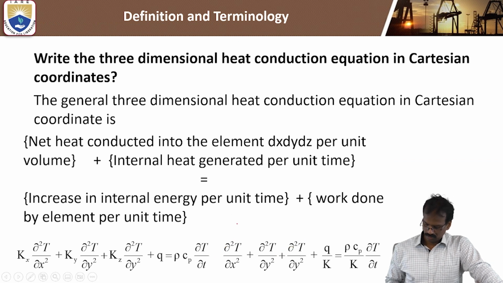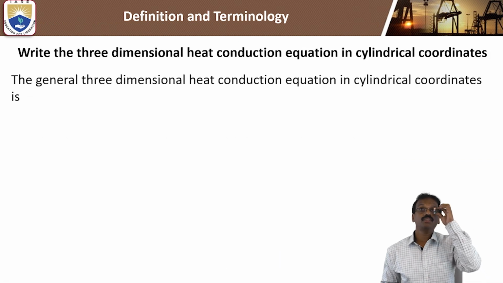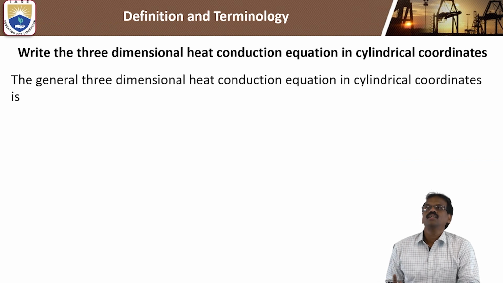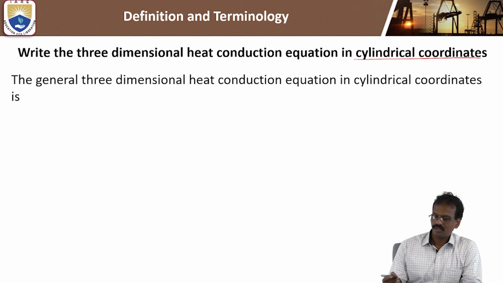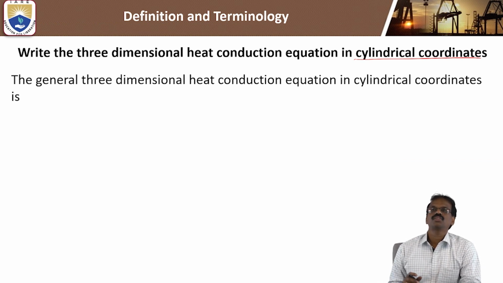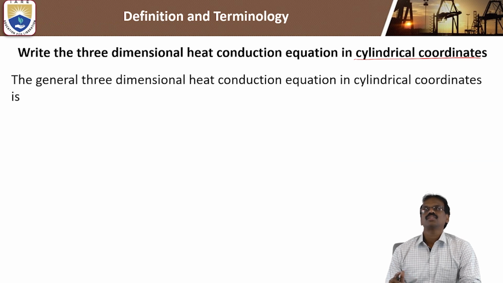Okay. Next, write the three-dimensional heat conduction equation in a cylindrical coordinate system. Cylindrical means first of all we will take a small cylindrical piece, then we will derive the heat conduction in that cylindrical piece. Then we just find the heat conduction equation, similarly to what was explained previously for the heat conduction equation in Cartesian coordinate system.